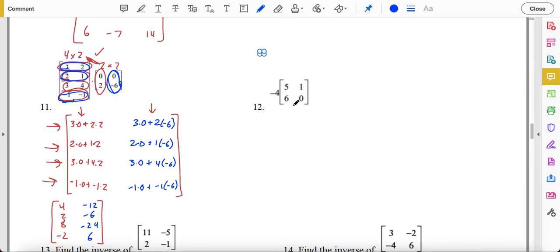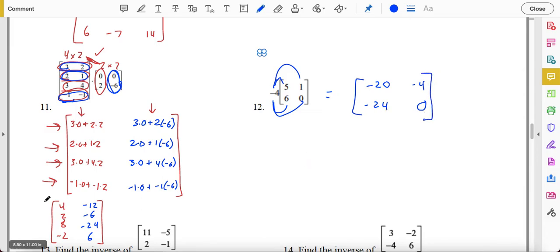All right. This one is scalar multiplication, where I just simply multiply this negative 4 into every term. So 2 by 2, we've got negative 20, negative 4, negative 24, and 0. So that's the solution to number 12.